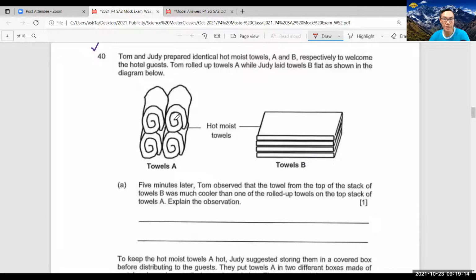By the way, this question is also a very realistic question. As you go to the hotel, they usually use such towels. The question is, 5 minutes later, Tom observed that the towel on the top of the stack of B was much cooler than the top of stack A. So you have to explain. You must give clear reasons why.